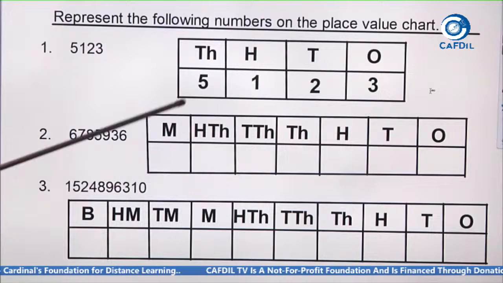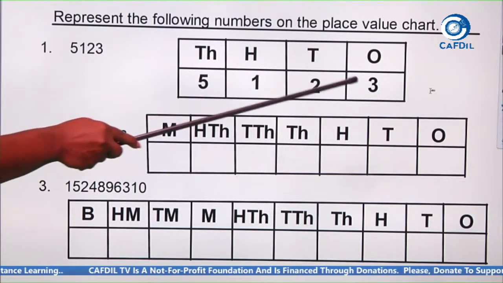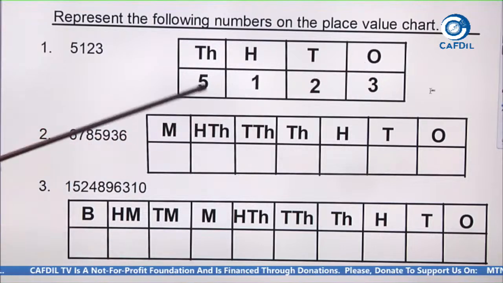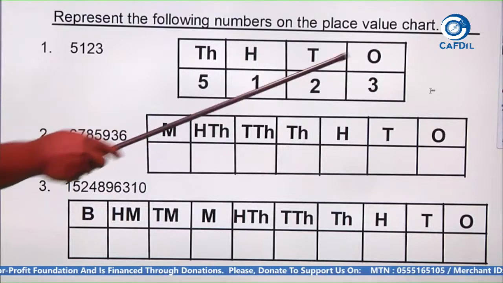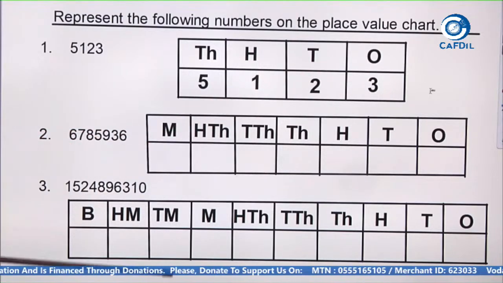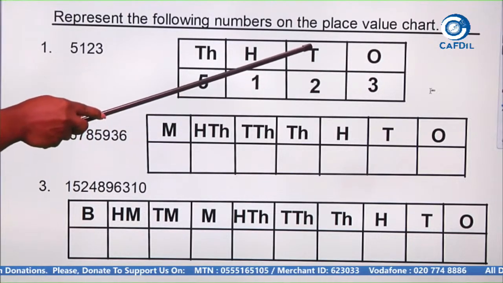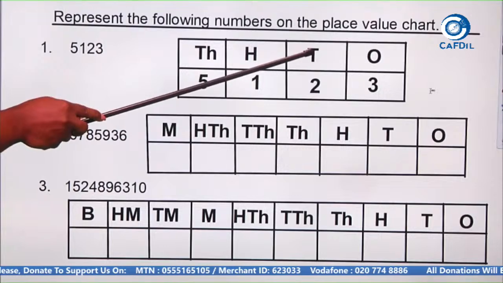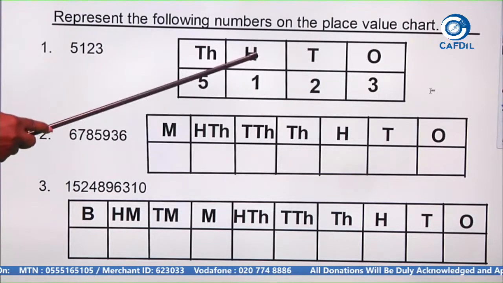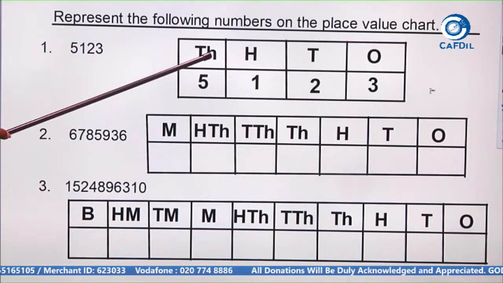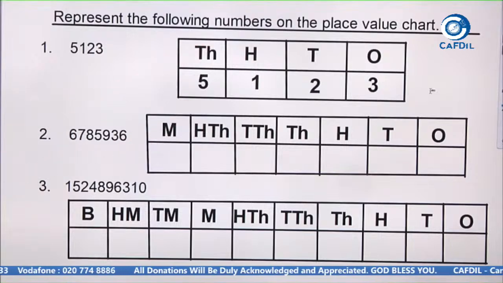So you have 5,123. The 3 here is under the ones column. The 2 is under the tens column, 1 under the hundreds column, and then the 5 under the thousands column.